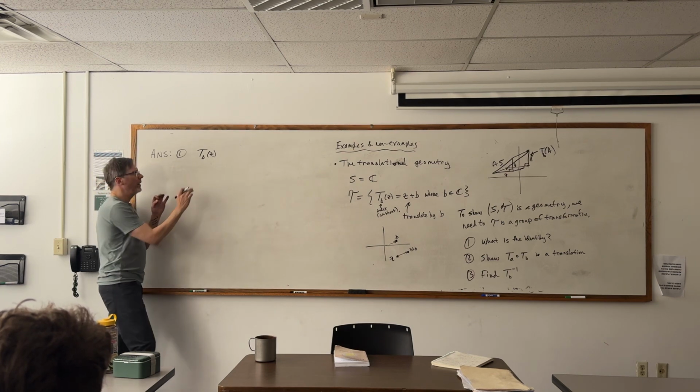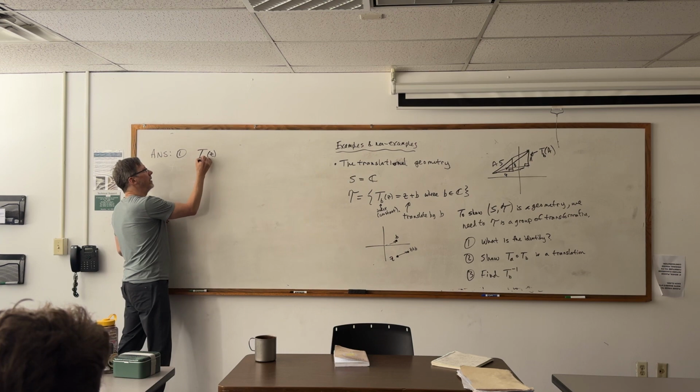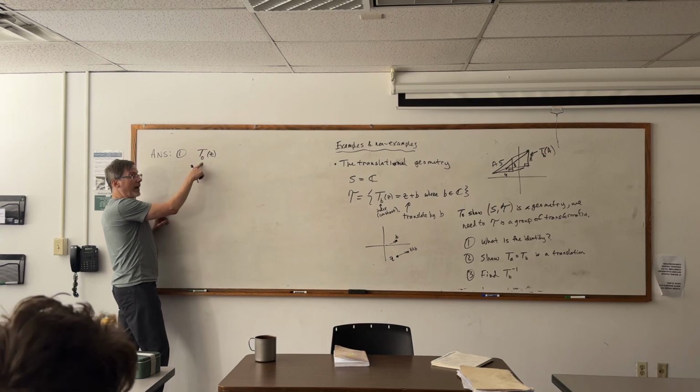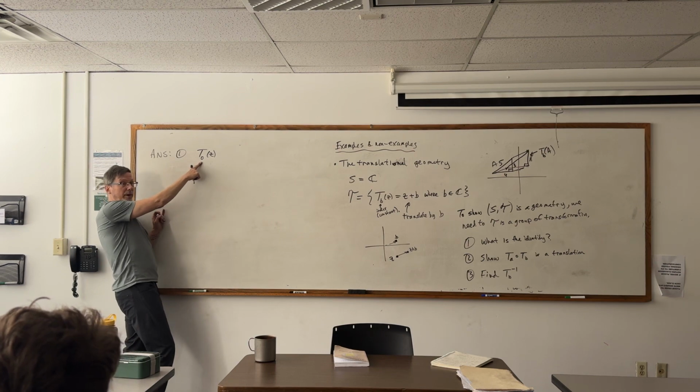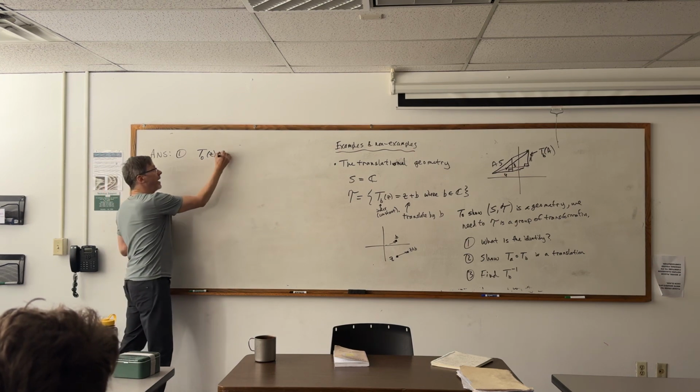I just wrote T of Z equals Z. I love it. T sub B of Z is Z. Yeah, exactly, that's beautiful. You expressed it perfectly. We could also use that notation we set up. So this is our identity.